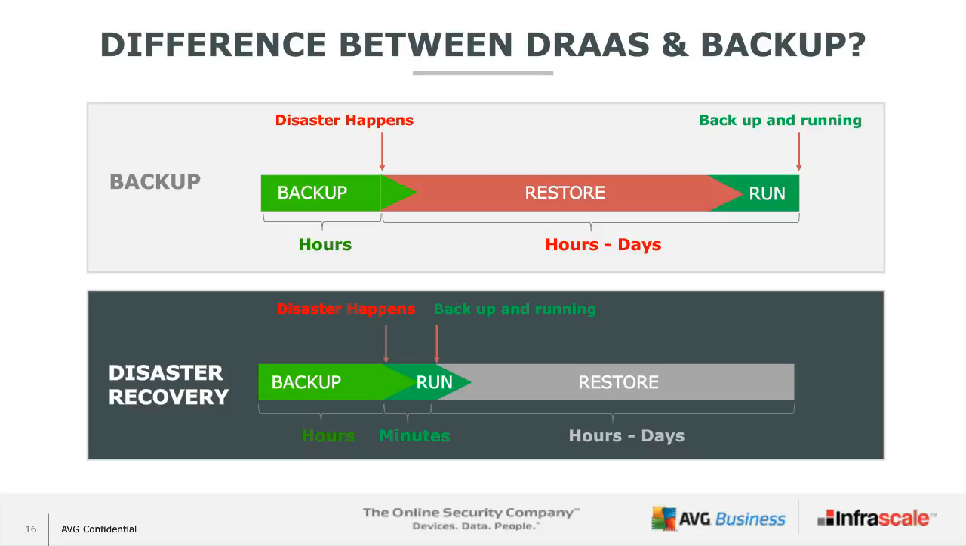You can do that for up to 200 machines. So the whole concept of disaster recovery is that we'll be able to run our machine somewhere else almost instantaneously and not need to do any restores, right? So that's the easy way to think about the difference between backup and DR.